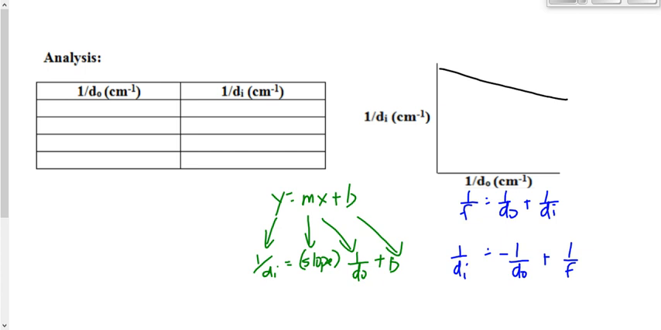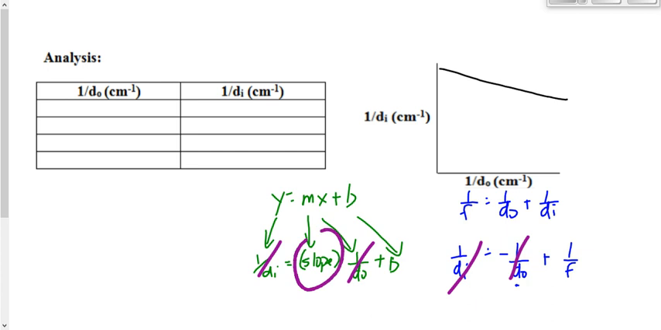Why did I put it in that order? Well, Isaiah alluded to it when he gave the reason why we solve for 1 over di. I want to make it look as much as possible like the other one. And the other one is something times 1 over dO plus b. I got something times 1 over dO plus something. Start crossing things off now. 1 over di disappears because it's in both. 1 over dO disappears because it's in both.